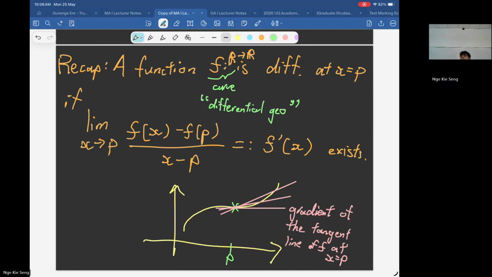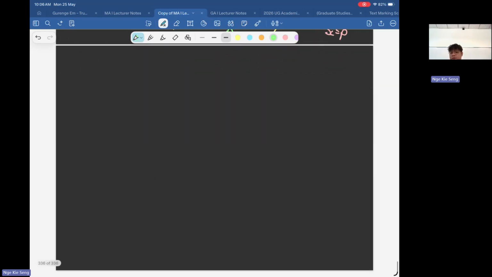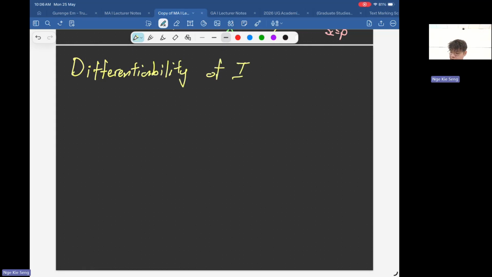So we're looking at this particular limit here. Again, it's a limit, but it's a different limit for a given function. So next, let's discuss the differentiability of the inverse function.